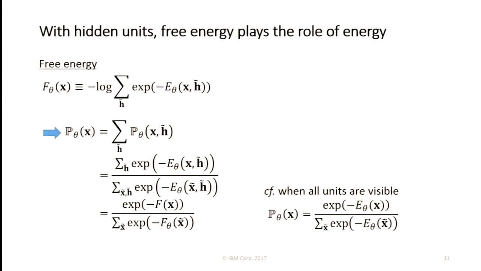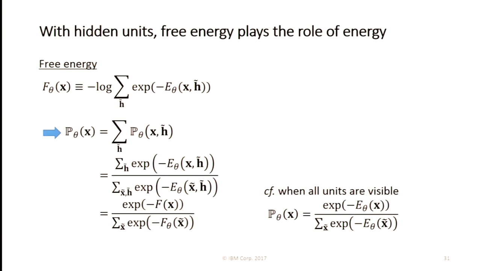It turns out that it is convenient to define a new quantity called free energy. Free energy is defined as this: the log of the summation of exponential minus energy, where the summation is over all possible binary hidden patterns. Once we define this free energy, we can express this marginal distribution of visible values using this form, which is the same form as the one for when all units are visible. We just need to replace energy with free energy.